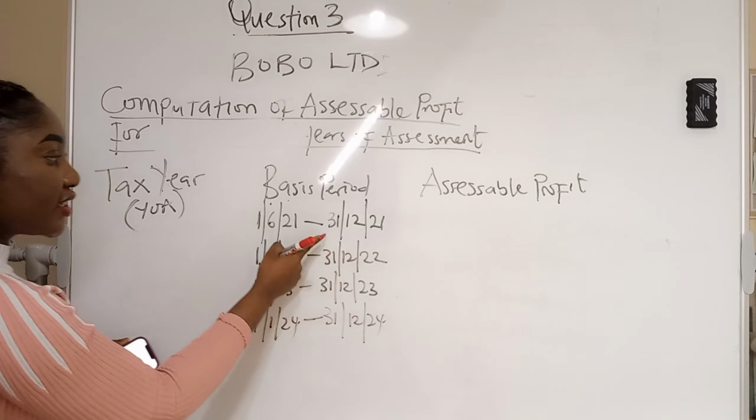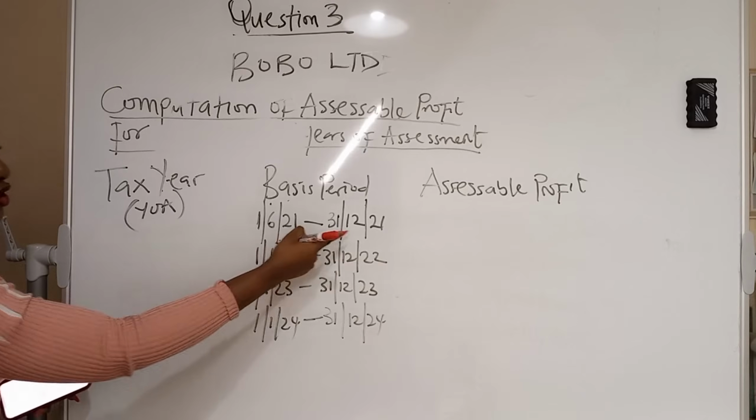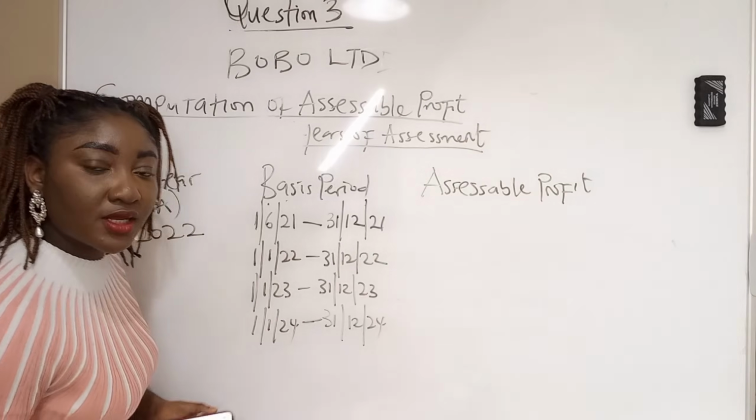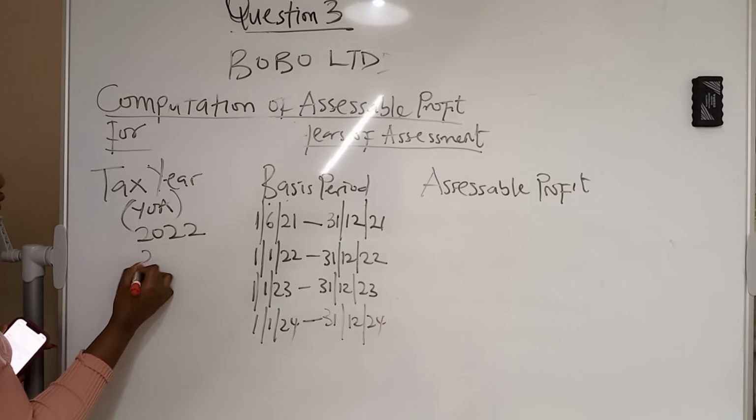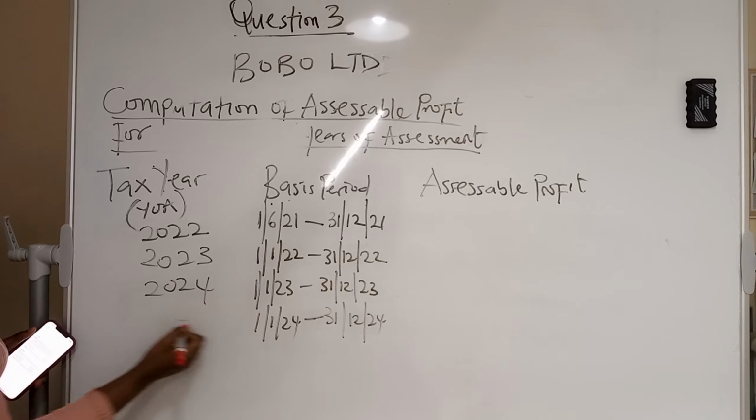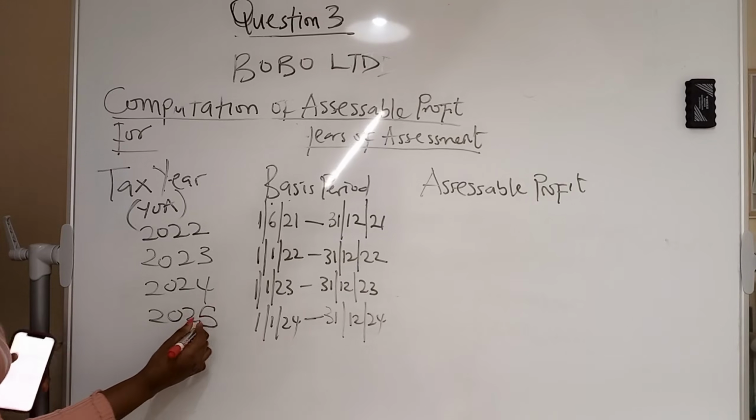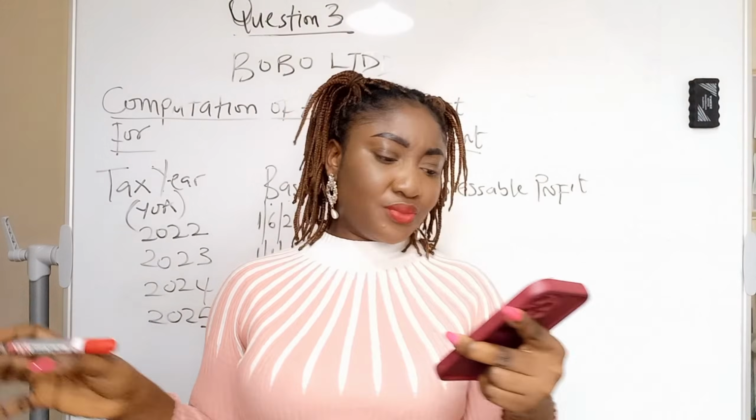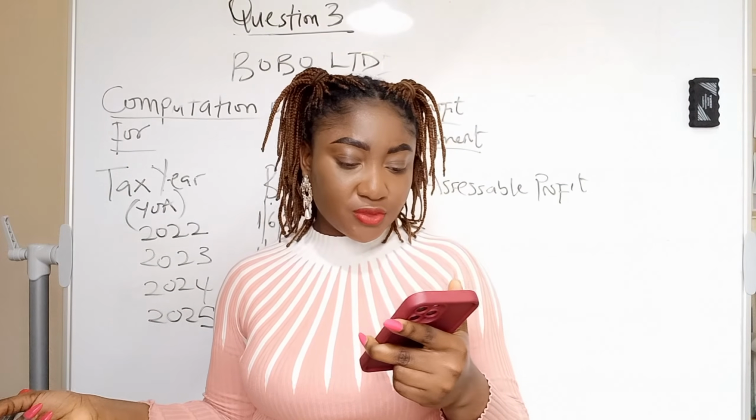So now you get your year of assessment. This would be what? 2022 year of assessment. Is it clear? 2023 year of assessment, 2024 year of assessment, and 2025 years of assessment. That makes absolute sense. Now, this one is very simple. Let's try and get the assessable profit.